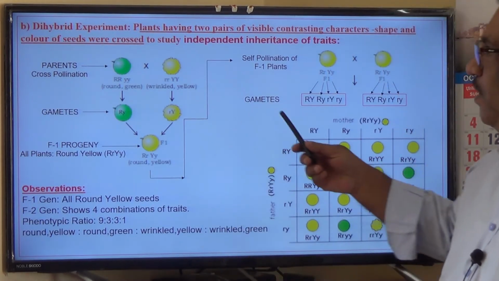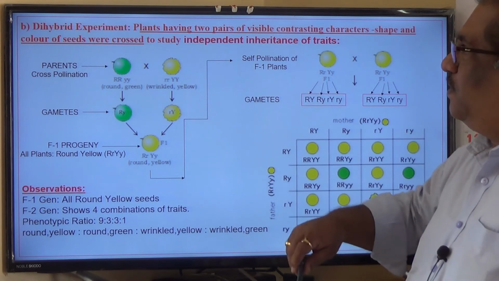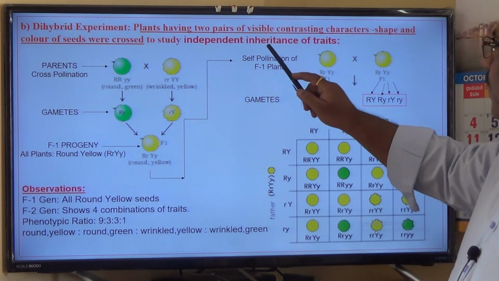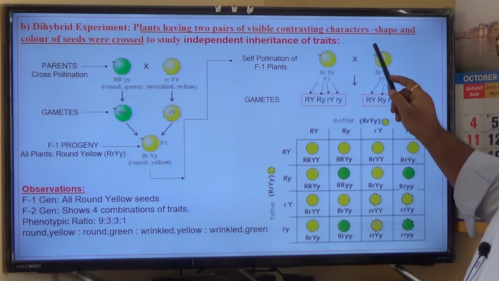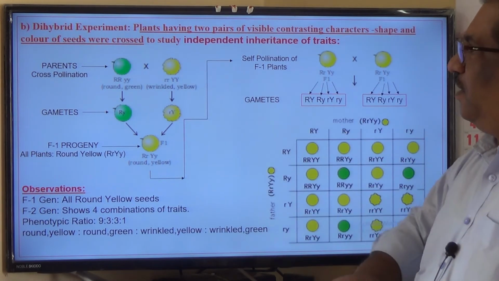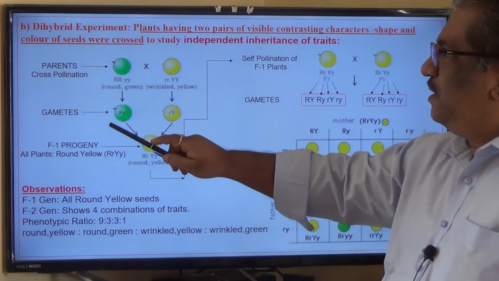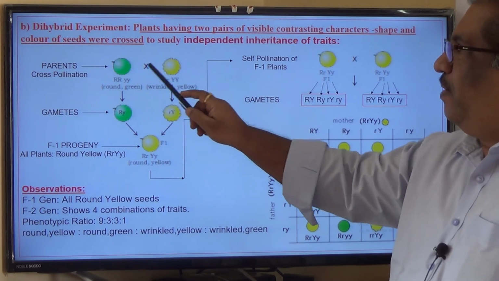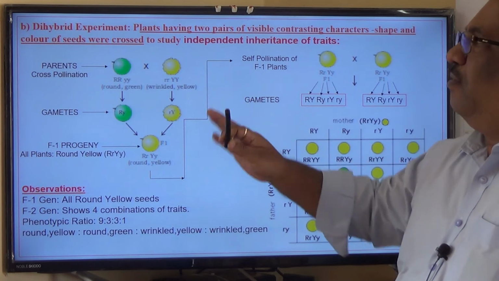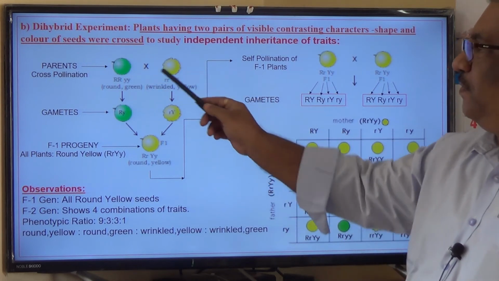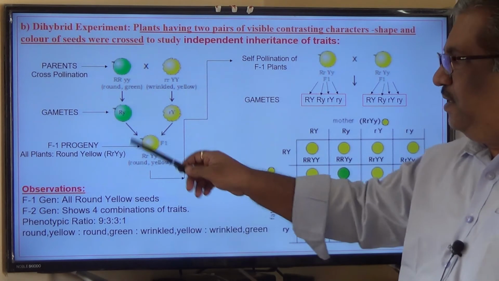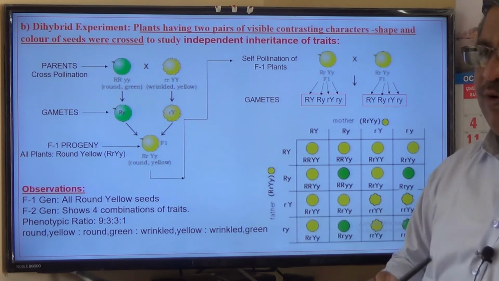Next, one more experiment we will take. It's a dihybrid experiment. Plants having two pairs of visible contrasting characters, shape and color of the seeds, are taken. What is the shape here? Round and wrinkled. What is the color of the seeds? Green and yellow. So we have taken here the combination of the shape of the seeds as well as color of the seeds, and this is the example from your textbook.